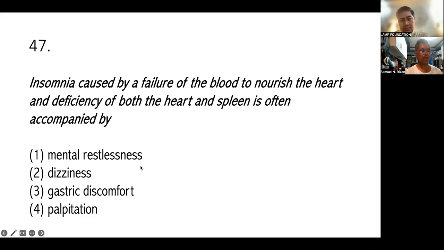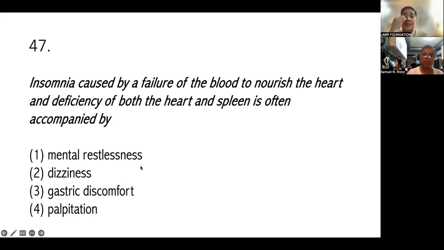47. Insomnia caused by a failure of blood to nourish the heart and the deficiency of both heart and spleen is often accompanied by mental restlessness, dizziness, gastric discomfort, and palpitation. With deficiency of the heart, deficient ang blood. Nagkakaroon ng palpitation. 2 and 4, kasi yung mental restlessness associated with the liver. So the answer is letter C. Pero parang nagdadalawang isip ako dito sa gastric discomfort, Doc, kasi di ba deficiency sa spleen, di ba magkakaroon din ng gastric discomfort yun? Spleen yan eh.